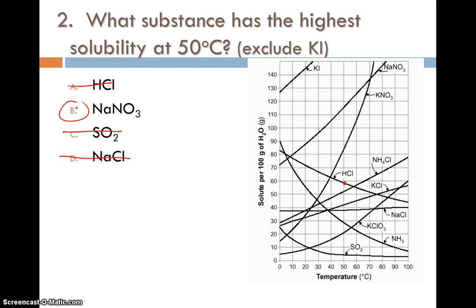What I'd like you guys to do right now is try numbers 3 and 4. So go ahead and hit pause on your note sheet, do 3 and 4, and I'll come back and help you get those answers.